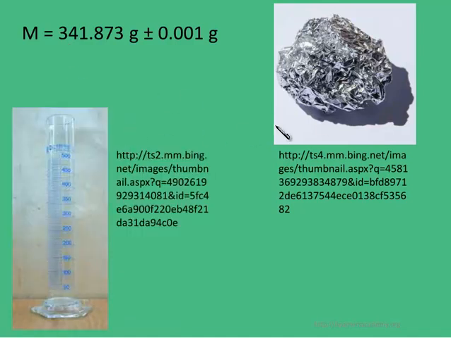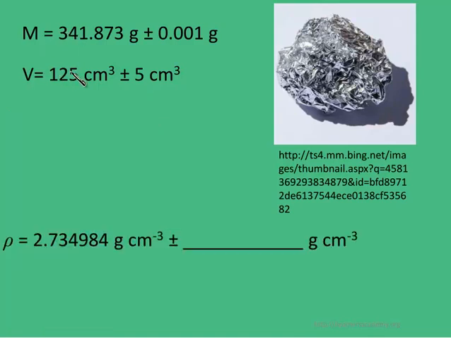Next, we're going to need to measure the volume of this nugget. So we do so by placing some water in this cylinder and measuring the volume. Then next, we place the nugget and we see how much the water rises. So in this way, we could determine the volume, and let's suppose we get 125 centimeters cubed plus or minus 5 centimeters cubed. So now to get the density, we just need to divide the mass by the volume. So that's pretty straightforward, and we get 2.734984. So remember, this is going to be an intermediate value. After we process the errors a bit, we'll know exactly how many significant figures to use.